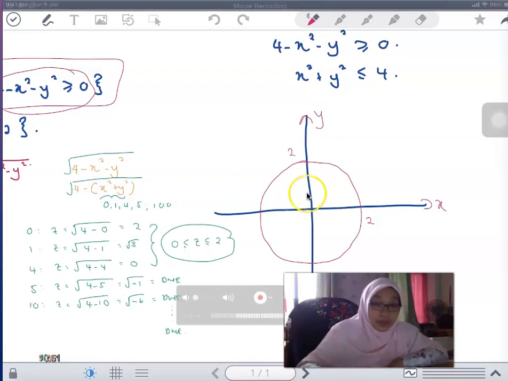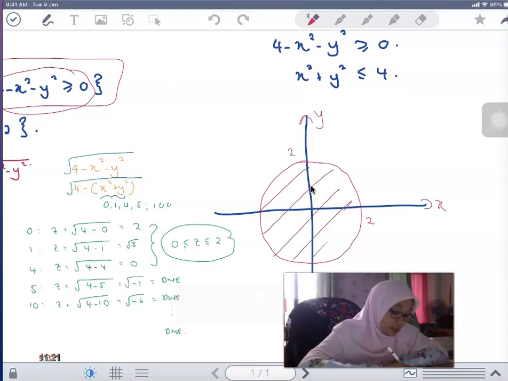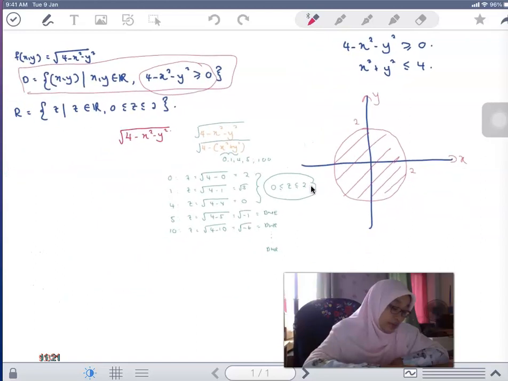Okay, now we have to shade the area. In order to shade the area, you have to refer to your constraint here. So we have a closed curve, and we have less than or equal to. When there is an equal to, it means you have to provide a solid line, and when there is smaller than, it means your shaded area is lying inside the circle. So that is your answer. Okay, that is the sketching of the domain.